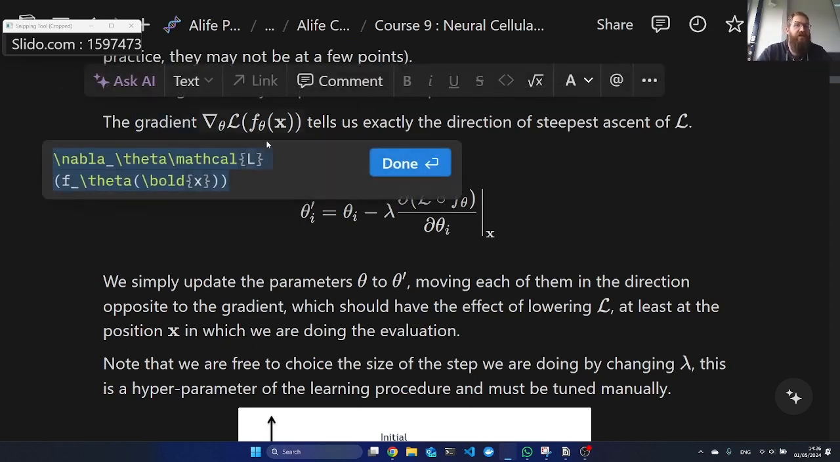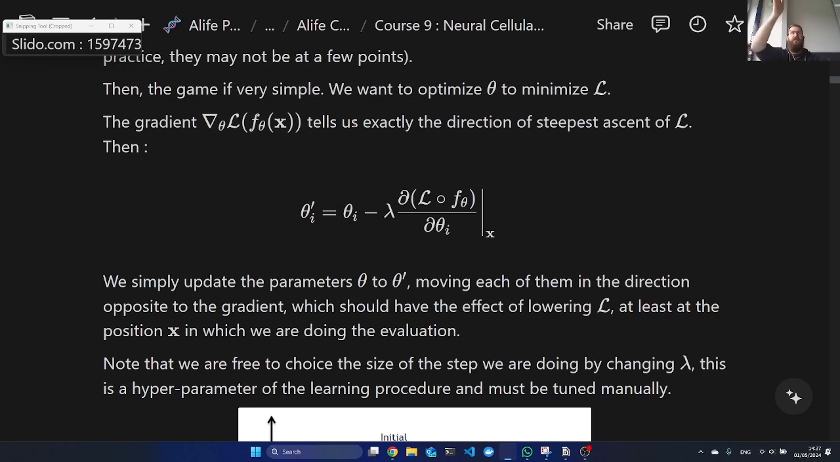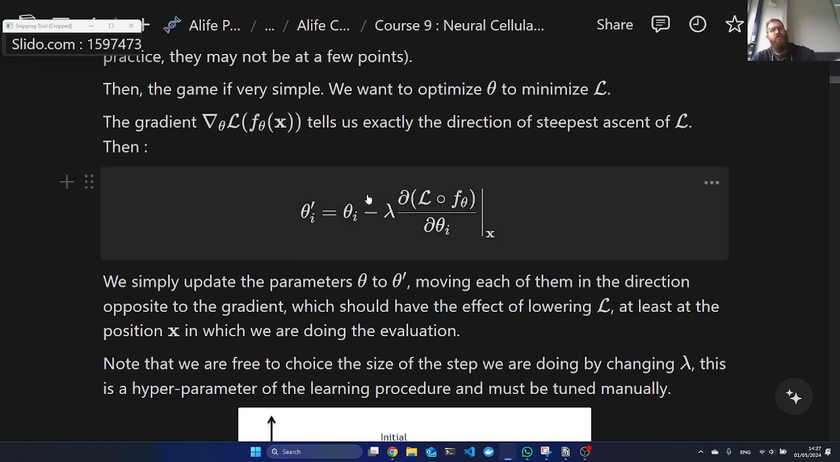Because the gradient here tells us the direction for the thetas which has the steepest ascent in the loss, right? That's one property of the gradient. So if we want to reduce the loss, all we have to do is take our thetas and update them to theta prime by subtracting the direction of the gradient. We just subtract from theta the value of the gradient at the current point. And in principle, we should get a theta prime where, if we run the neural network again, we'll get a slightly smaller loss since we followed the descent of the loss.